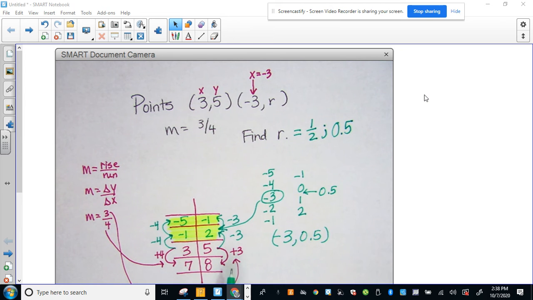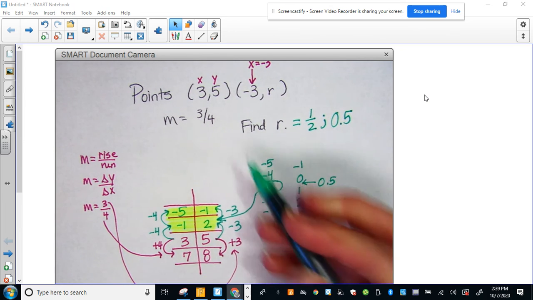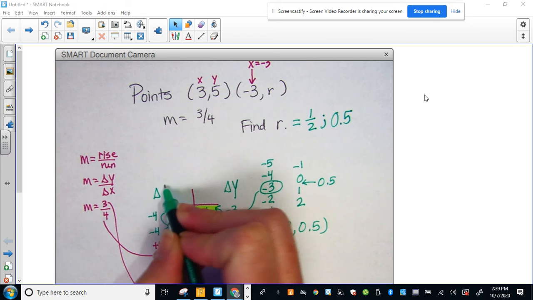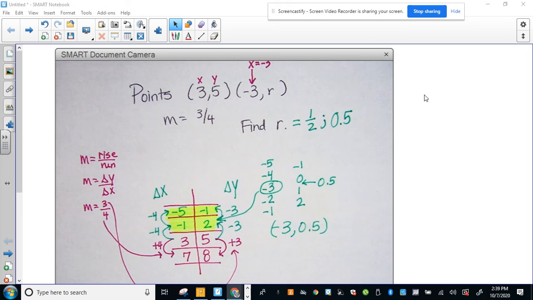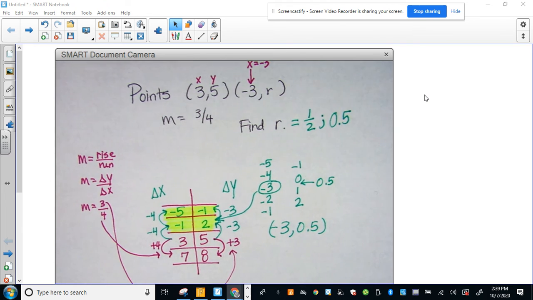Realizing that our change in y's are on this side, my change in x's are on this side, and once you move forward, if you're trying to find ones before that in your table, you would move backwards.